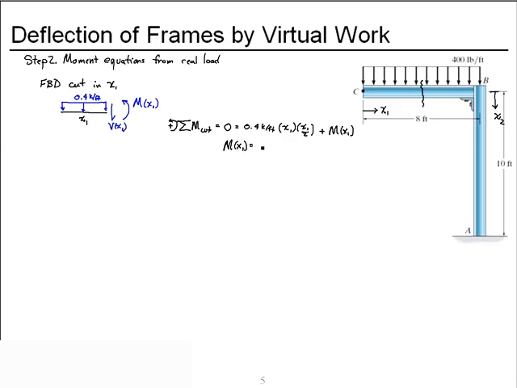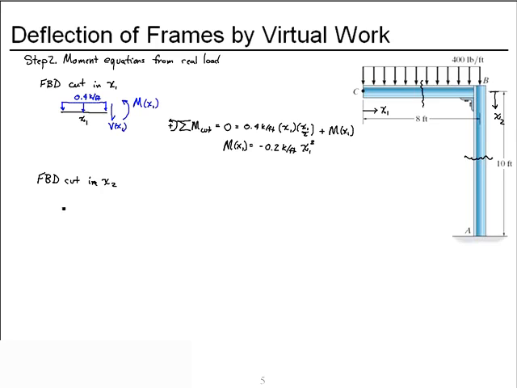and my equation for moment is minus 0.2 kips per foot x1 squared. Now for our next moment equation, we need to cut it somewhere between A and B. I'll cut it there, we'll say. Draw a free body diagram of the section, cut in x2.